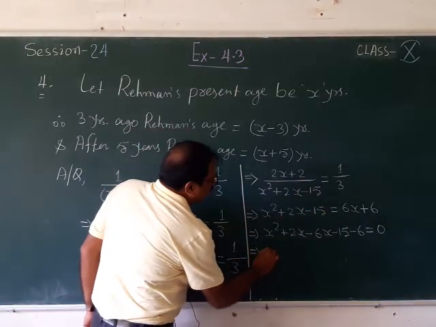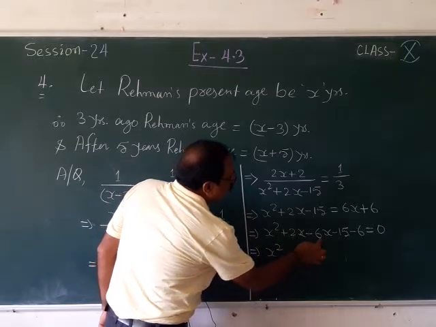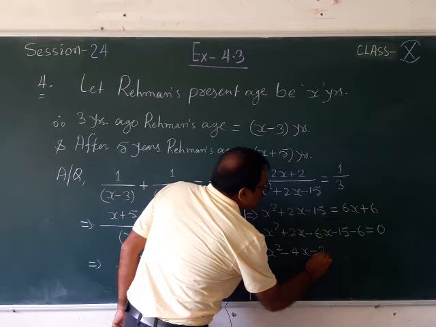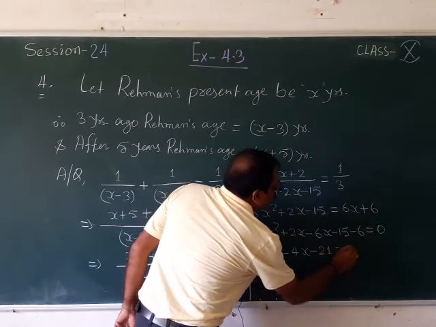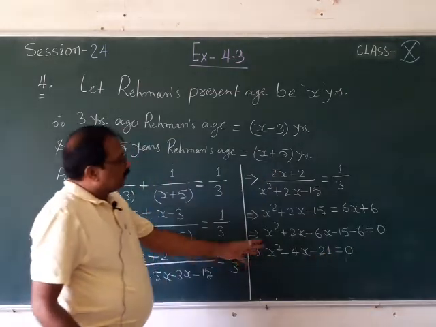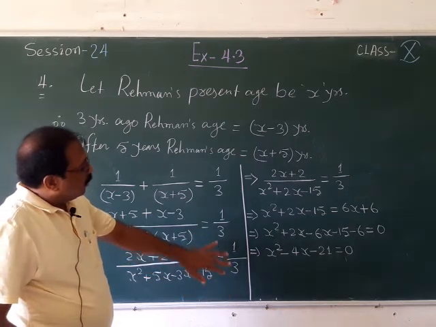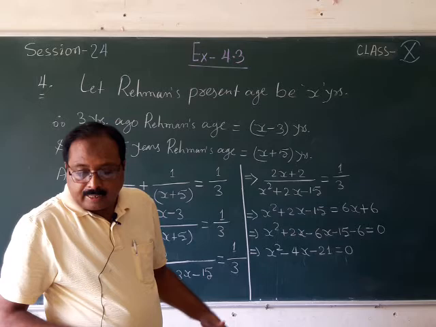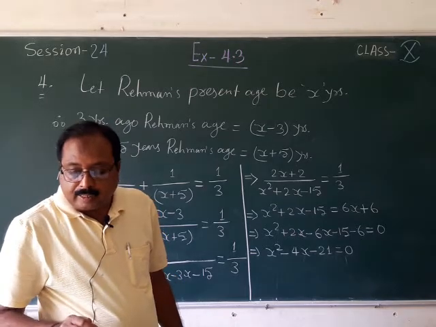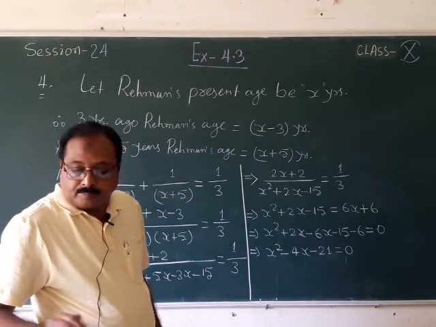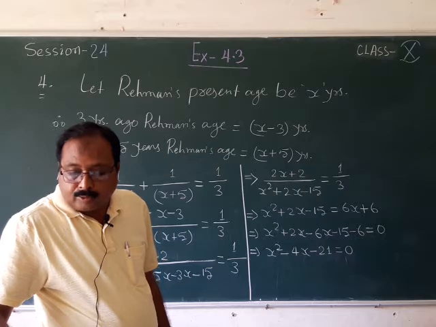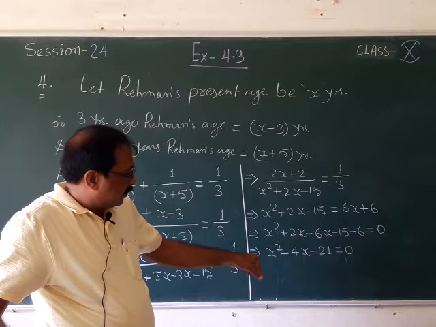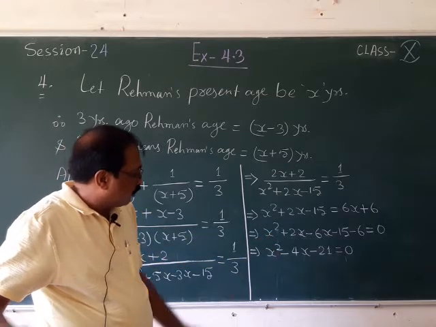Now you are having x square and 2 minus 6, that will give you minus 4x, and minus 21 is giving you 0. So now you can see that you are having a quadratic equation. Here x square minus 4x minus 21 is a quadratic equation. Okay. So it is x square minus 4x and minus 21.